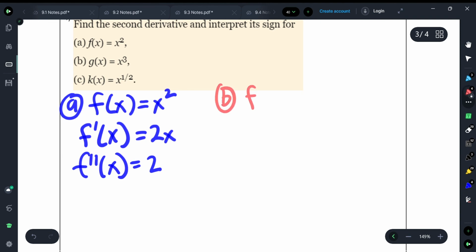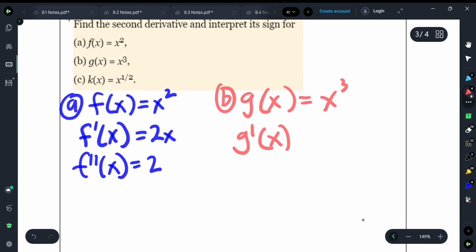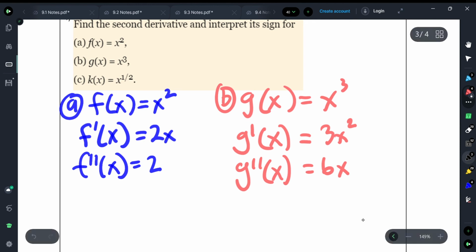All right, so we're going to go now here with g of x, which is x to the third power. So g prime of x, the first derivative, bring the power down. 3 minus 1 is 2. Let's take the derivative of that. My second derivative, bring the power down. 2 times 3 is 6. 2 minus 1 is 1, so it's 6x.